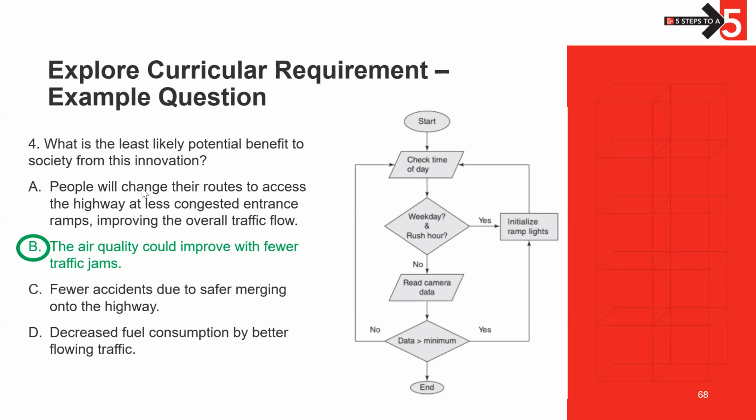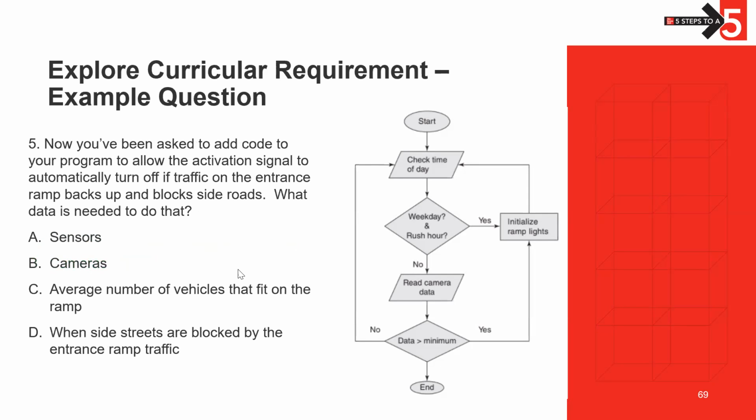So again, I'm definitely one of those who changes my route to try to get to a less congested entrance ramp. Definitely fewer accidents is more likely. Decrease fuel consumption, I would give serious consideration to, again, but with the air quality, you can't necessarily say that, the cars are still on the highway and you can't prove necessarily that any improvement in air quality would be a result of the ramp lights. Last practice question.